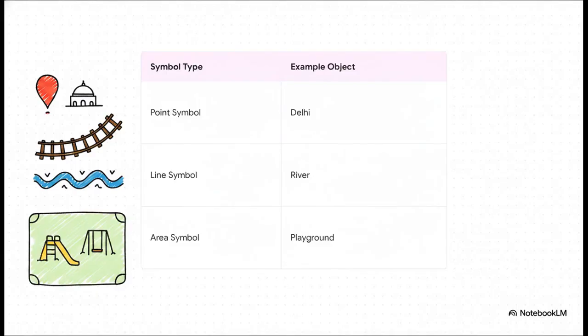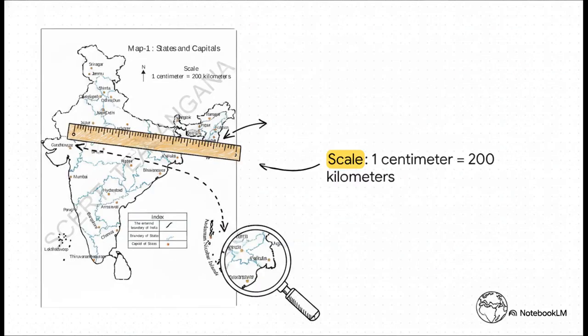Let's walk through some concrete examples of how this translation actually works. Say a map maker wants to pinpoint a specific city, like Delhi. They'll use a point symbol, usually just a simple dot. Now, to represent a flowing body of water, like the River Manjira, or maybe a railway track, they draw a line symbol along its course. And if they need to demarcate something larger, like the boundary of a playground, or even an entire district, like Hyderabad, they draw a boundary and fill it in. That's an area symbol.